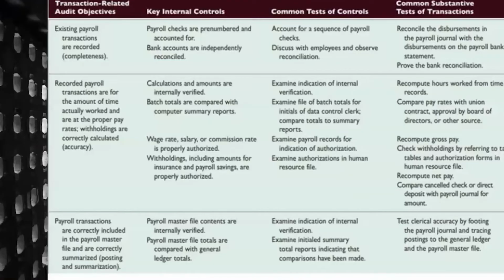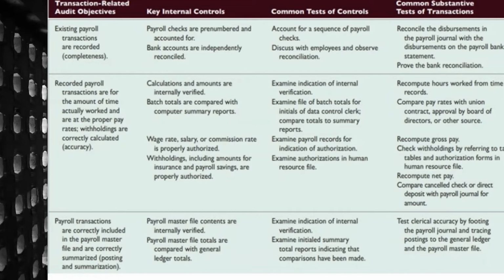Here is the summary of transaction-related audit objectives, key controls, tests of controls, and substantive tests of transactions for payroll. As we can see in the table, the transaction-related audit objectives are occurrence, completeness, accuracy, posting and summarization, and classification and timing.